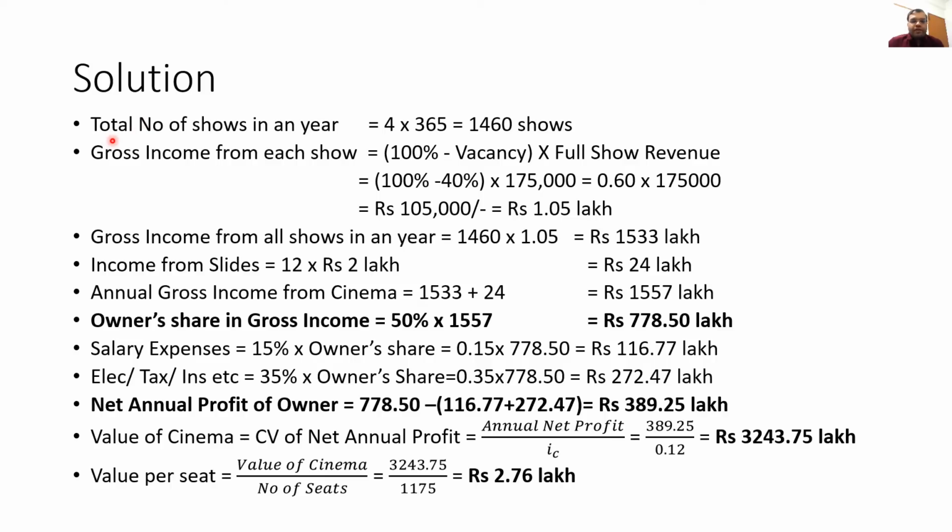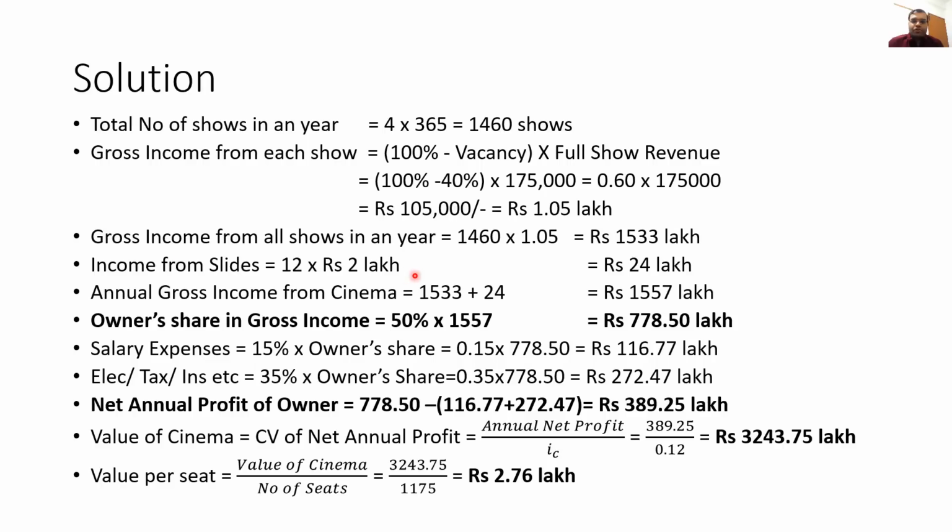So first we will calculate the total number of shows in a year. 4 shows per day multiplied by 365 days gives us 1460 shows in a year. Gross income from each show: since 40% vacancy is there, that means 60% occupancy. So 60% of the full show revenue, which is 1,75,000, gives us a maximum revenue of 1,05,000 rupees from each show, assuming 60% occupancy and 40% vacancy.